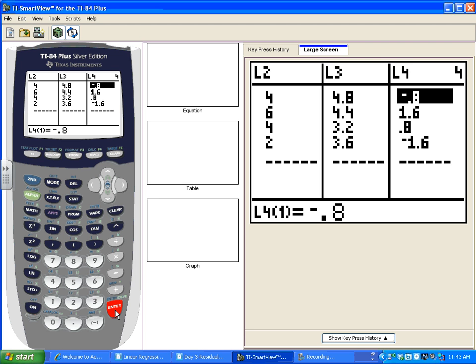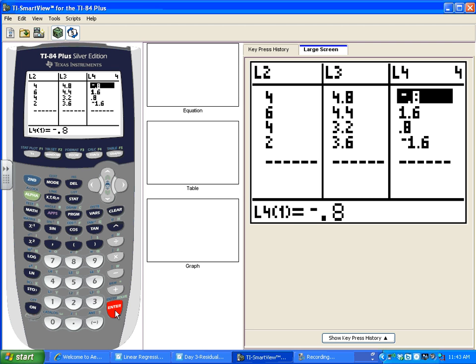Sometimes the line of best fit will over-predict. Sometimes the line of best fit will under-predict. Hey, I have a positive residual, 1.6. I actually scored 6 goals, but my line said I should have only scored 4.4. Does that make sense? Same thing for 0.8. I actually scored 4. It predicted 3.2. I under-predicted a little bit.